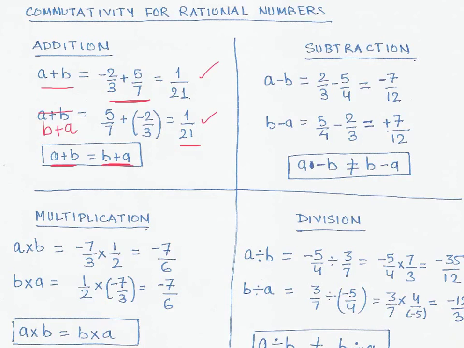Now let us look at subtraction, and in this case we will use the same number. So what we do is a is 2 by 3 and b is 5 by 4. So that's what we are doing. Now let's do a minus b. So a is 2 by 3 minus 5 by 4. Following the same principle, we get minus 7 by 12. Now if we do b minus a, which means 5 by 4 minus 2 by 3.